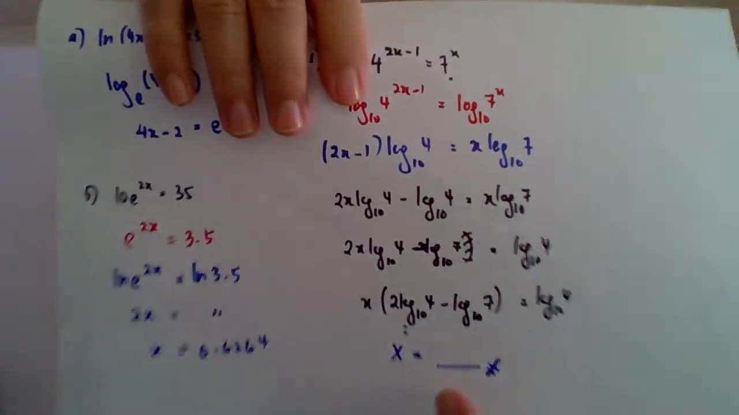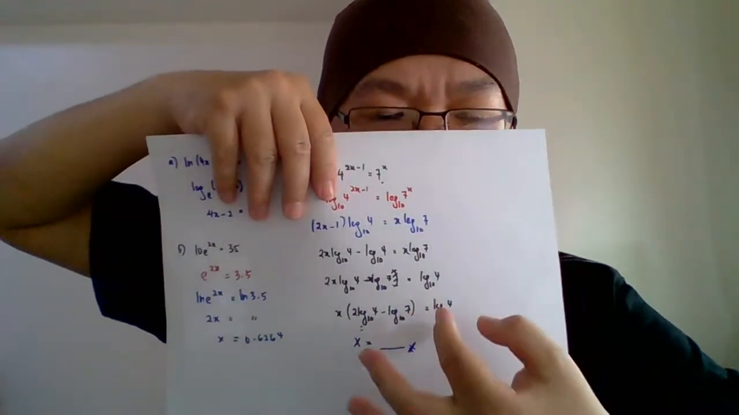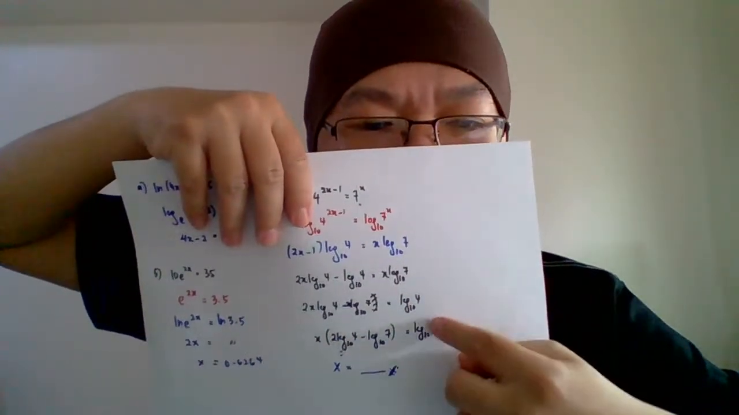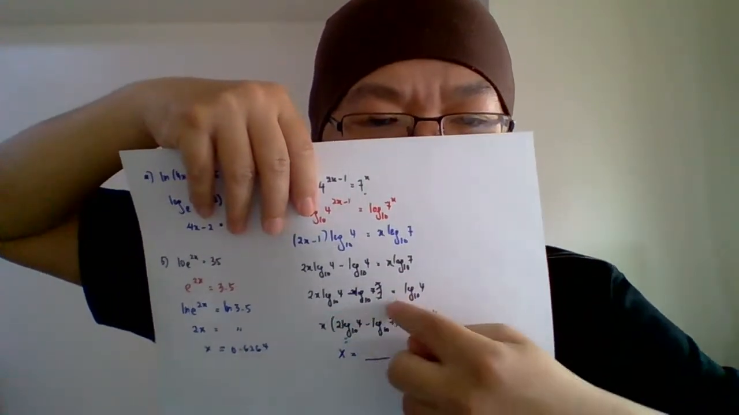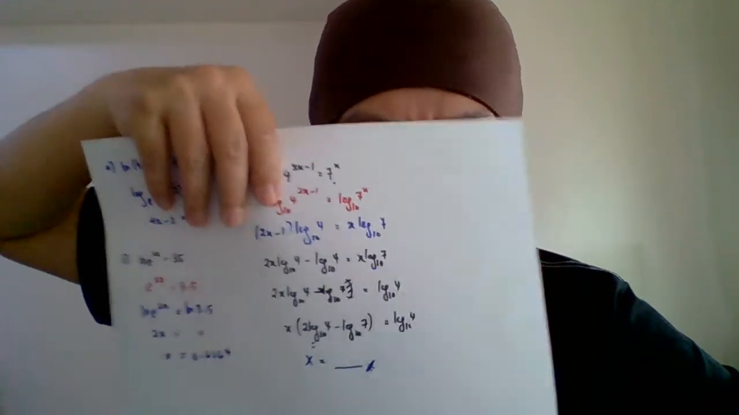Okay, so that is your answer. Please calculate for me and state your answer in the live chat here. After we factorize, this whole bracket you put it on the right, it becomes a division. So let log 10 4 divided by this here. Calculate for me and find me the answer. That is number 1A.